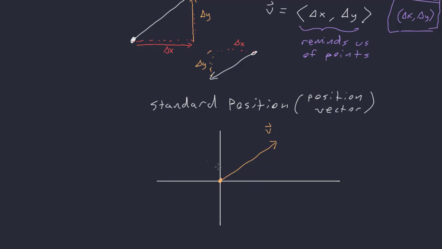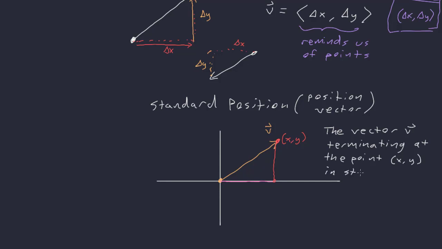positioned at the origin, starting at the origin, every vector, when we look at its delta x and its delta y, that's actually going to correspond with its terminating point. Right? Its terminating point here is going to be the point xy, but that's also going to be our delta x and our delta y in this position, right? In this standard position. So the vector v terminating at the point xy in standard position is represented as v, sharp bracket x comma y.